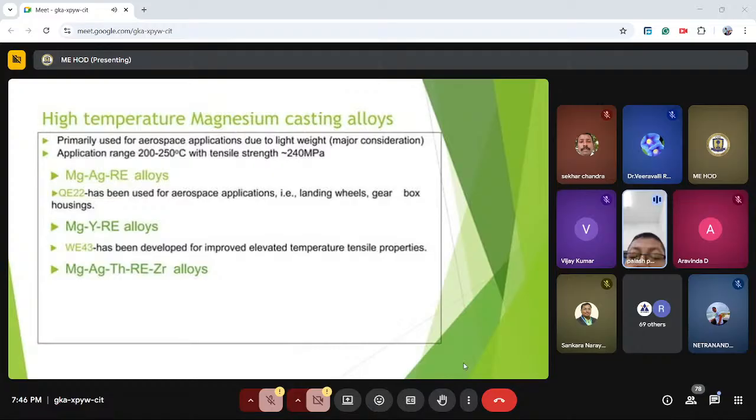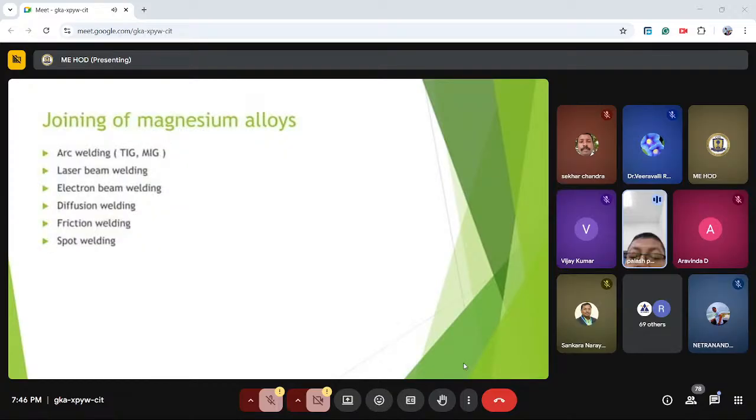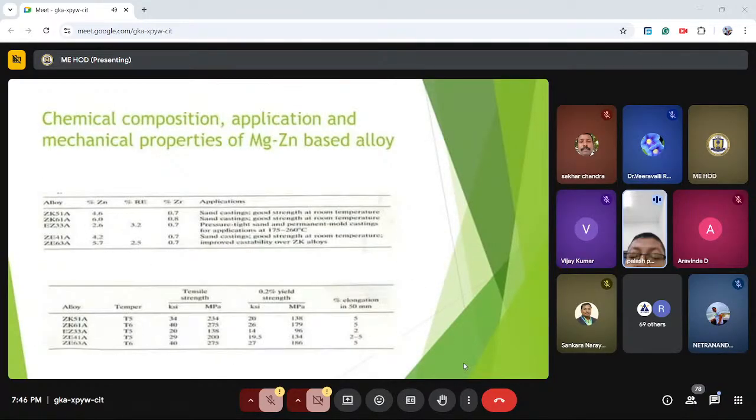The chemical composition, application, and mechanical properties of magnesium-zinc based alloys. For ZK51A, zinc ranges from around 4.6% to 5%, with around 0.7% zirconium. So it is a variable range of compositions for different alloys. The properties for ZK51A are a UTS of 234 MPa, yield strength of 35 MPa, and 5% elongation. Likewise, for the rare earth system in the aged condition, it shows 5% elongation, with 186 MPa, 275 MPa, and 16 MPa.